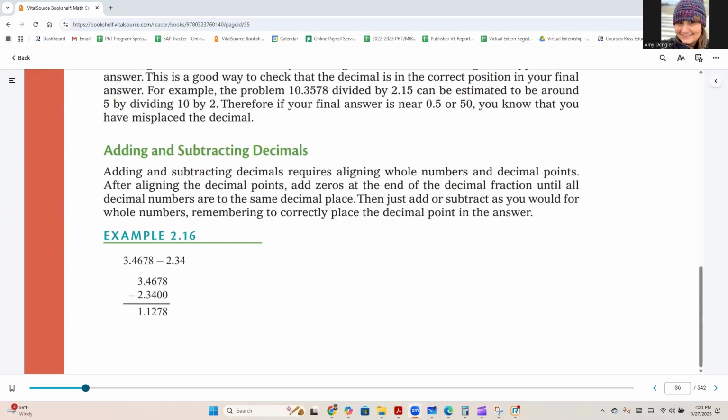Adding and subtracting decimals requires aligning whole numbers and decimal points. After aligning the decimal points, add zeros at the end of the decimal fraction until all decimal numbers are to the same decimal place. Then just add or subtract as you would for whole numbers, remembering to correctly place the decimal point in the answer. So we can just take our calculator and figure this out really quickly. But this is showing how, if you're doing it by hand, you would add the trailing zeros so you can align all the numbers together and easily figure it out with pen and paper.